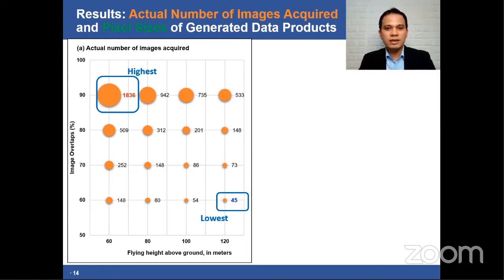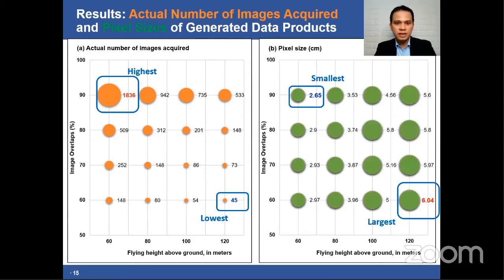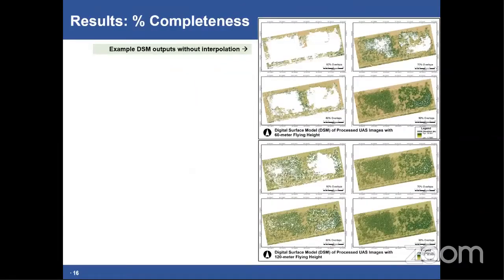It can be noted that at any given percentage image overlaps, increasing flying heights leads to a lesser number of images. In terms of pixel sizes, the smallest pixel size was obtained for images acquired at the lowest flying height and highest percentage image overlaps. Shown here are example outputs of the first run of DSM and ortho mosaic generation procedures.